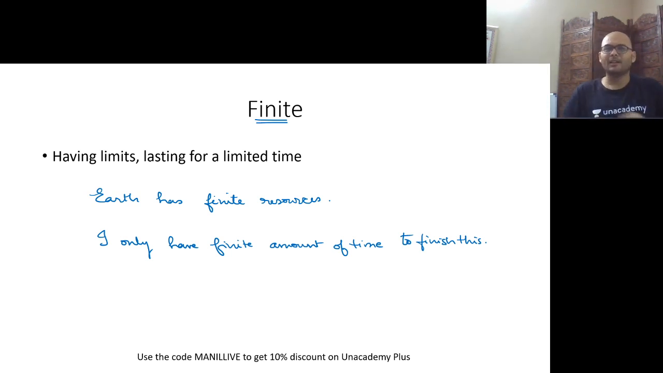Sort of, yeah. So, for example, Earth has finite sources, right? We think Earth has infinite sources, but it's not true. We are happily cutting our forests, but eventually they are in limited numbers. They are finite and they will come to an end.